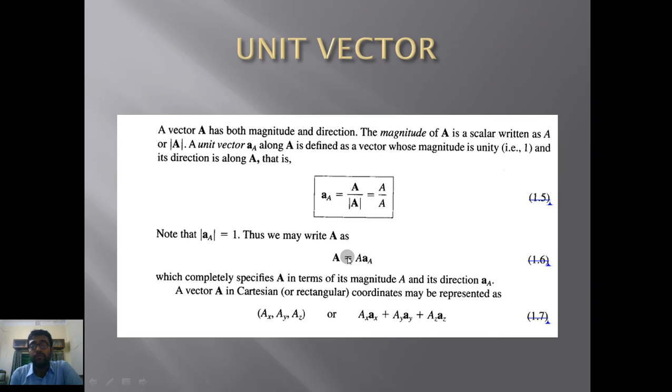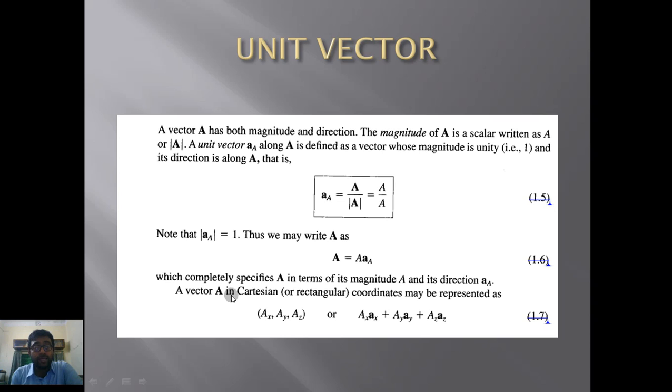From this equation, what do we get? This line describes what I described earlier, which completely specifies A in terms of magnitude mod A and its direction A suffix A. We just have to imagine that this vector A is a combination of these two characteristics, which if we multiply both of them, we will get this.